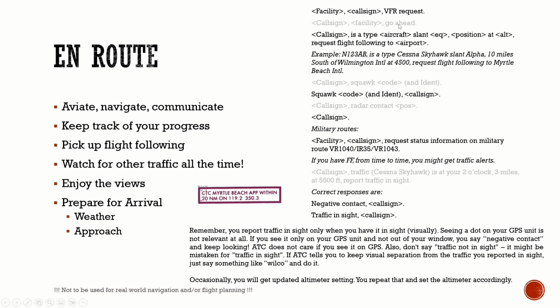If they tell you stand by, just don't answer and wait. And then the call, how to make a flight following request would be something like November 123 Alpha Bravo is a type Cessna Skyhawk slant Alpha, 10 miles south of Wilmington International at 4,500. Request flight following to Myrtle Beach International. And that is the call. And they will give you a squawk code. You just reply. If they tell you ident, then you ident after punching in the code. And when you have done so, they will call you with radar contact and optionally tell you the position.